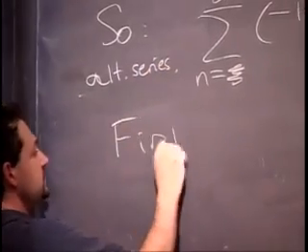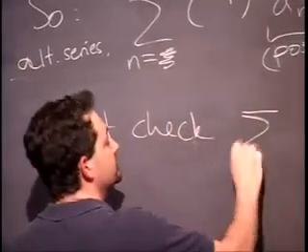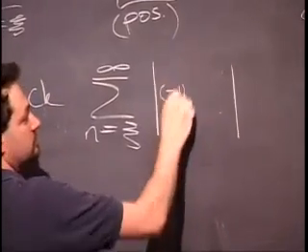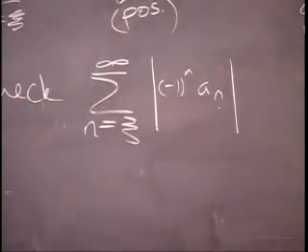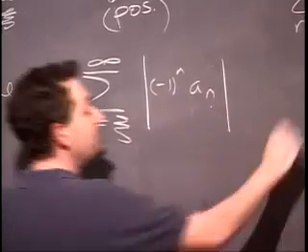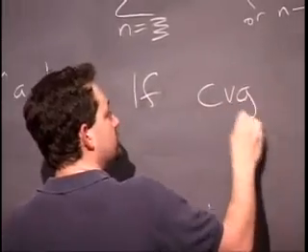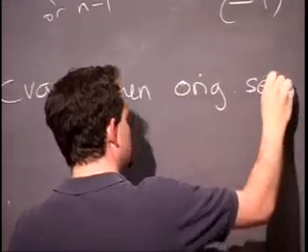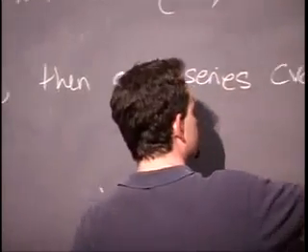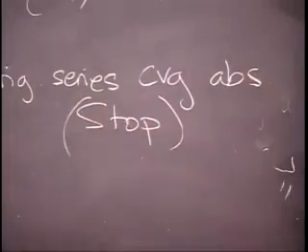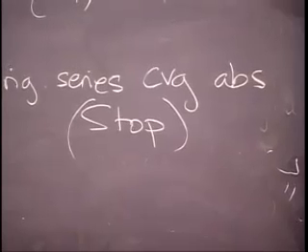Okay? So, if you have an alternating series like this, first, check the absolute value version, which, after all, is just the sum of the a_n. First, check the absolute version. If this converges, then the original series converges absolutely. And you stop. You already know that the original series converges. In fact, it powerfully converges absolutely.